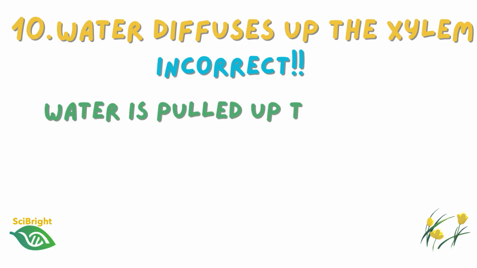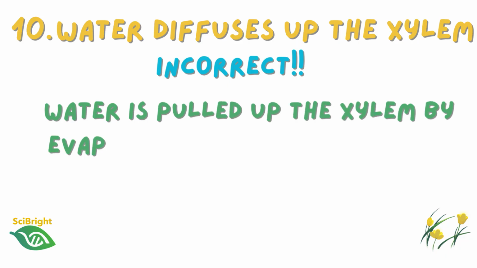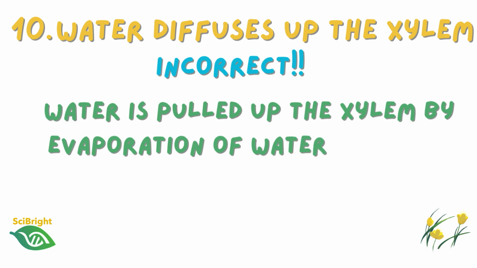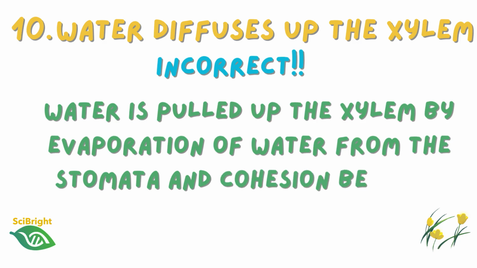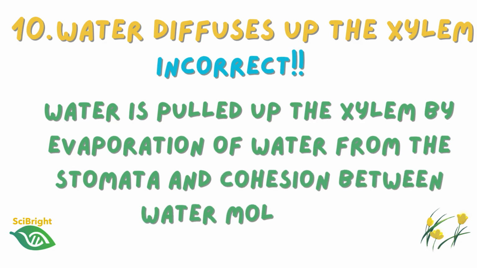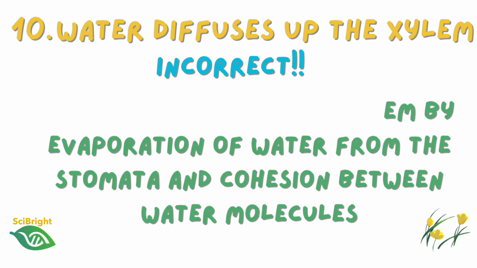So here, oh dear, water diffuses up the xylem? No, we cannot say that water diffuses up the xylem because diffusion, as we know, is the movement of a substance from high to low concentration. Water is actually pulled up the xylem by the tension created by the evaporation of water molecules from the stomata and the cohesion between water molecules forming our continuous transpiration stream.